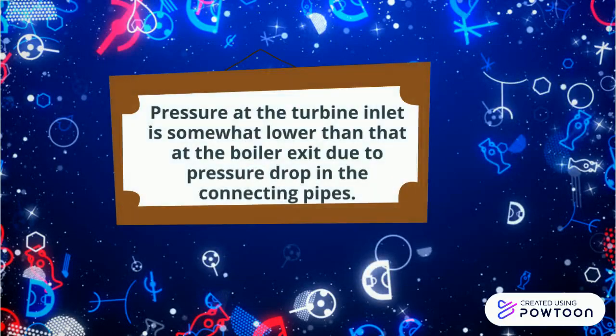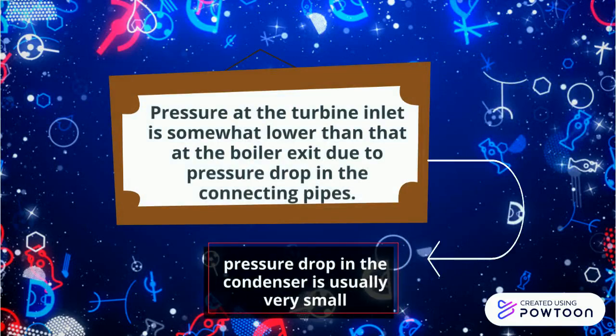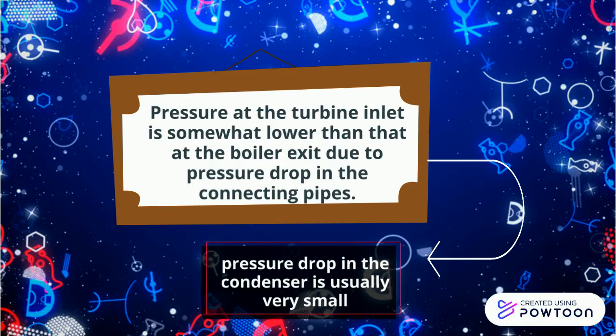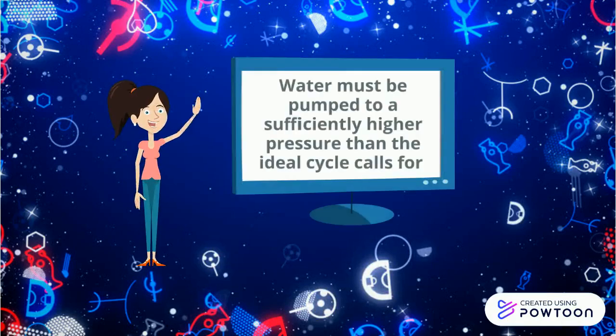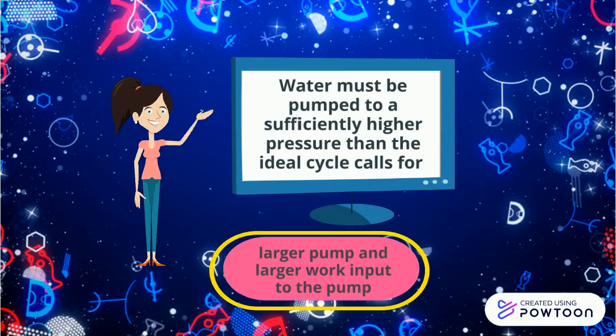Pressure at the turbine inlet is somewhat lower than that at the boiler exit due to pressure drop in the connecting pipes. Usually the pressure drop in the condenser is very small. To compensate for these pressure drops, the water must be pumped to a sufficiently higher pressure than the ideal cycle calls for. And then this requires a larger pump and extra work input to the pump.